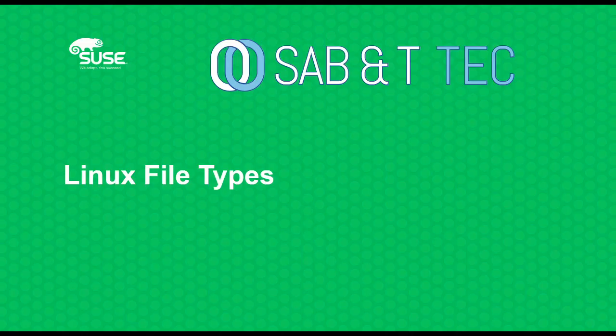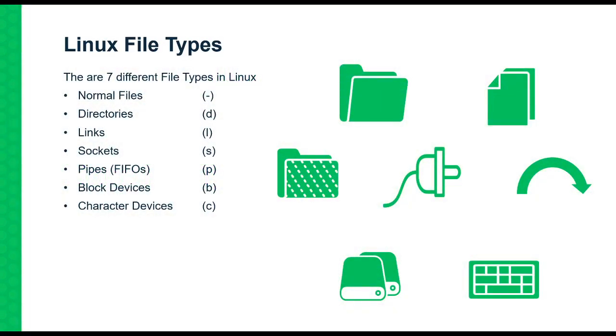Next up, we look at our Linux file types. So in Linux, we have 7 different file types. Our first one will be our normal files, indicated with a minus sign. Then we've got our directories, indicated with a D, our links with an L, our sockets with an S, pipes and FIFOs with a P, block devices with a B, and character devices with a C. We will be discussing a few of them in detail, and others we'll just touch base on.